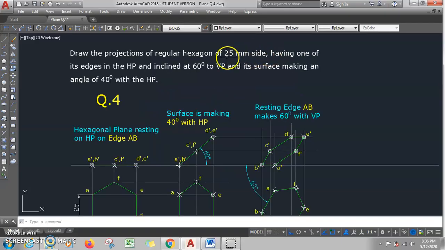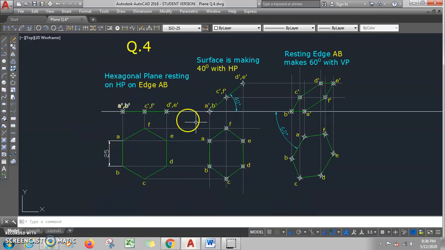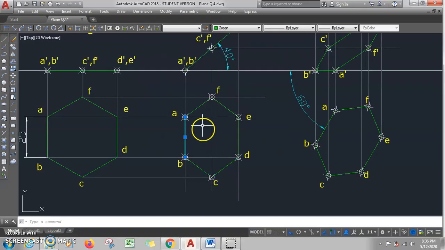Now the third step, the phi edge condition. What is said? It is resting on one of its edges and inclined at 60° to VP. So that resting edge is inclined at 60°. Which is the resting edge? The resting edge is AB, so the inclination of AB with VP is given. Right now this resting edge is perpendicular to VP. Finally, this resting edge has to make an angle of 60°.